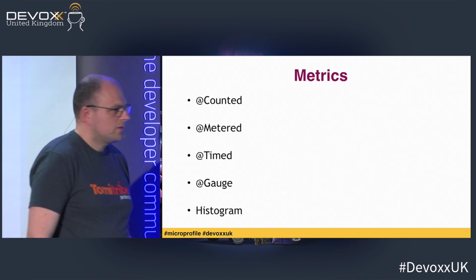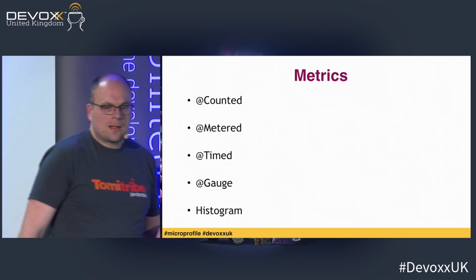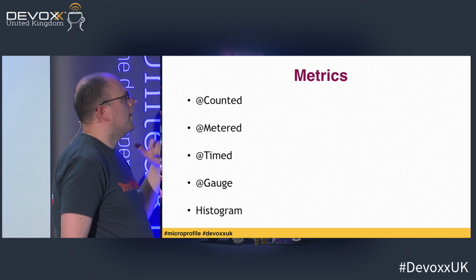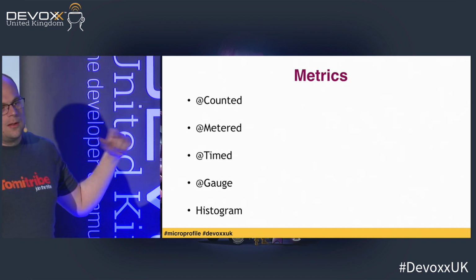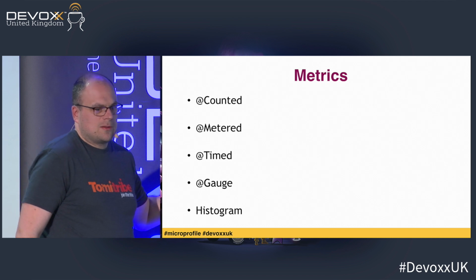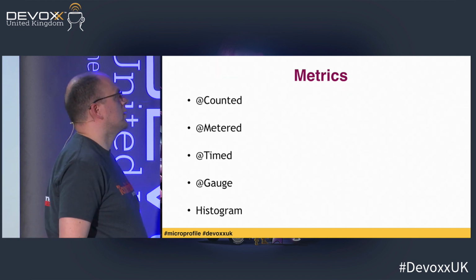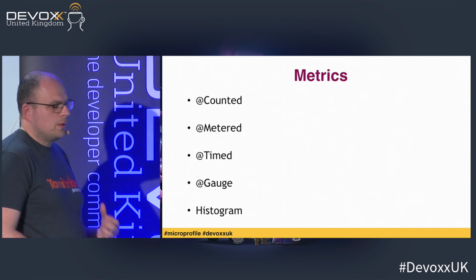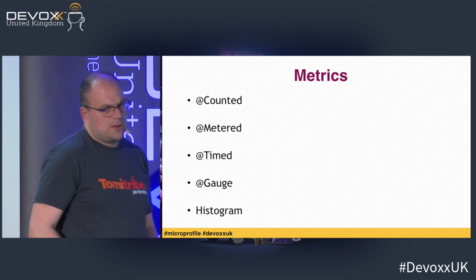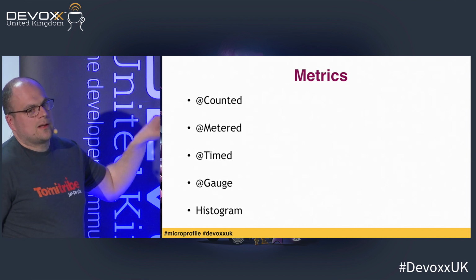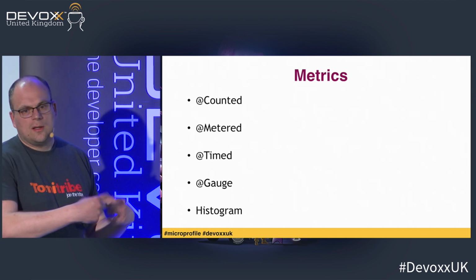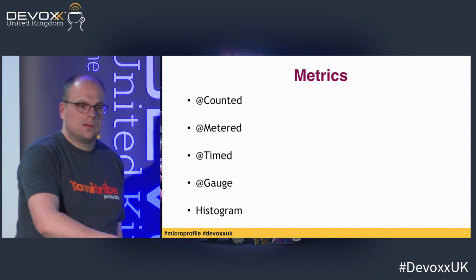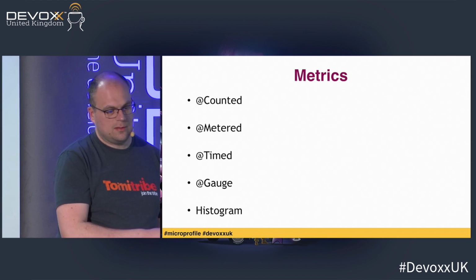One of the useful things is you're gathering metrics from your own application, and there's a number of different types of metrics that you can add into your application quite simply. So counted provides you with a simple counter. I'll take you through some sample code, but basically if you annotate your method with counted, it'll keep a counter that increments every time your method is invoked.